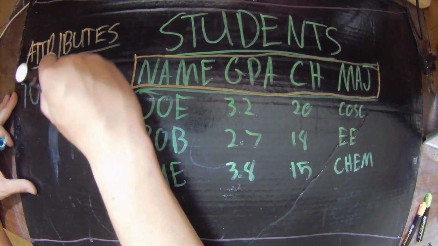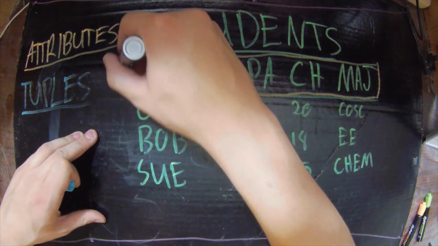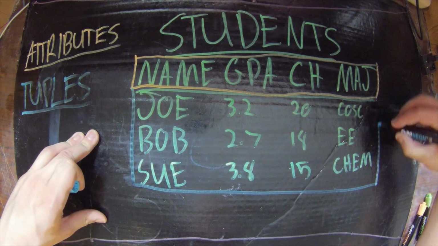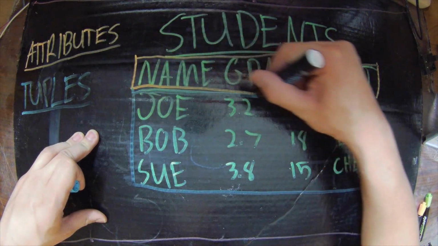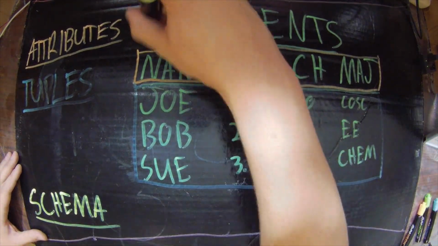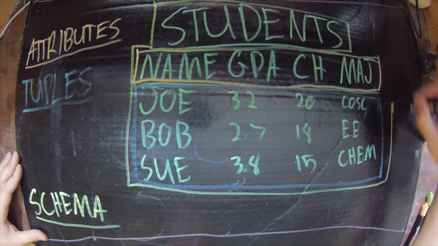Next up are tuples, and these are the rows of your table. They're also called relational instances. And the data inside are called components. So keep in mind there's one component for each attribute inside a tuple. And the entire relation is defined by its schema, which we are titling students.